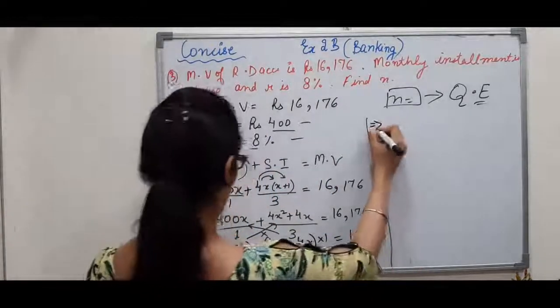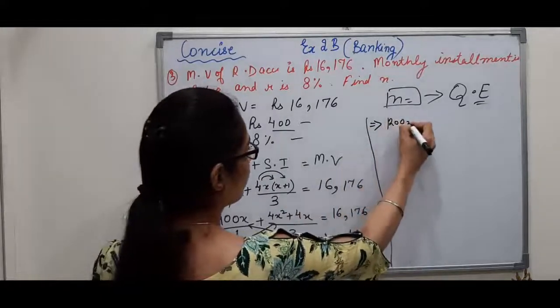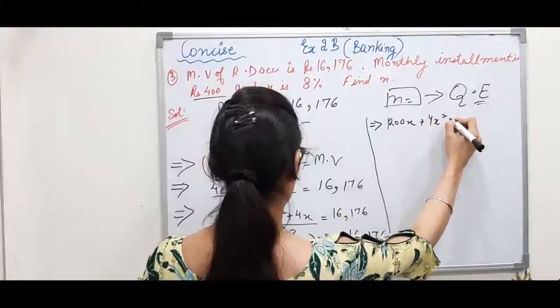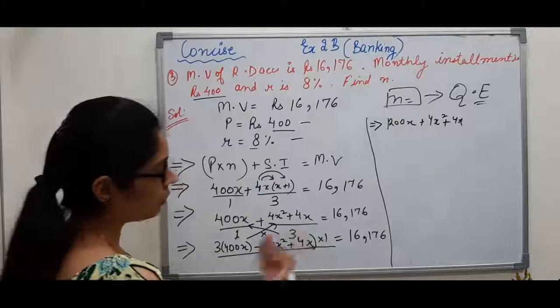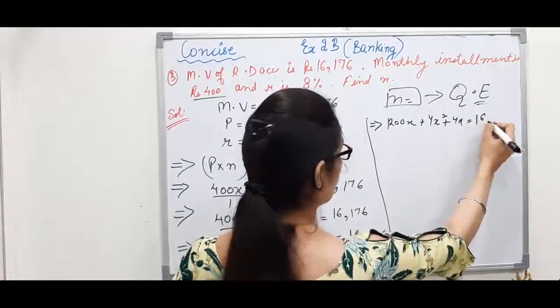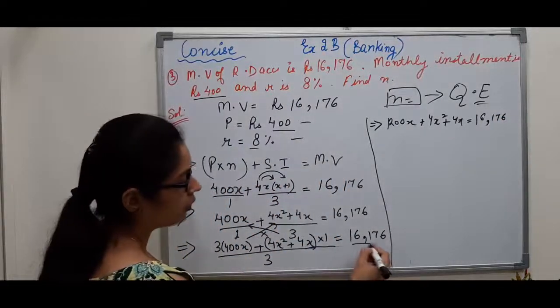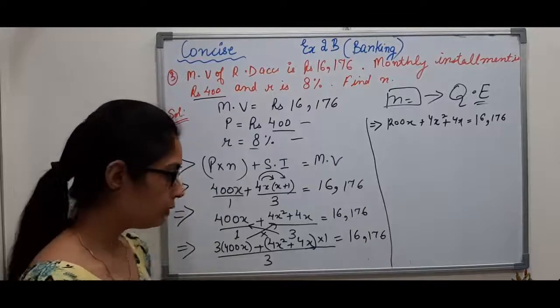So I got, this is 3 into 4 is 12. It will be 1200x plus 4x square plus 4. Because on multiplying with 1, it will remain same. So it will be 16,176. What I will do now, here nothing is there, means 1. If you want, you can write. If you don't, just leave it.